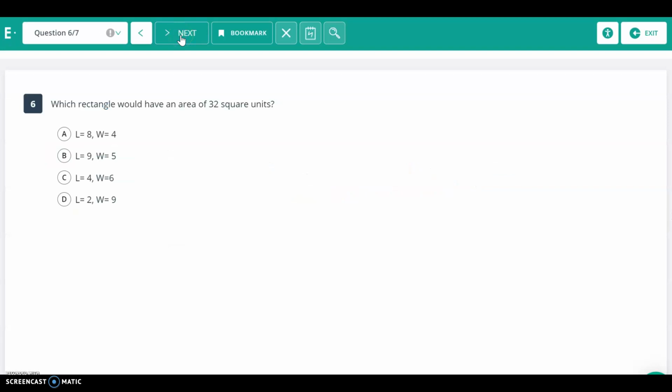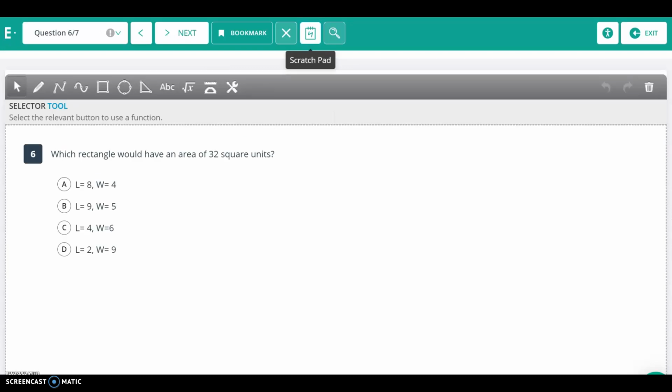Now this is where it gets a little tricky. We only have the length and the width, and we're trying to find which one has the area of 32 square units. That means that I need to find the area of every single one to see which one has the area of 32 square units. Let's go ahead and start at the bottom. And I know length times width, so 2 times 9 is going to give me the area. So 2 times 9, I know my 2s, so that is 18. That is not 32, so I'll cross that off.